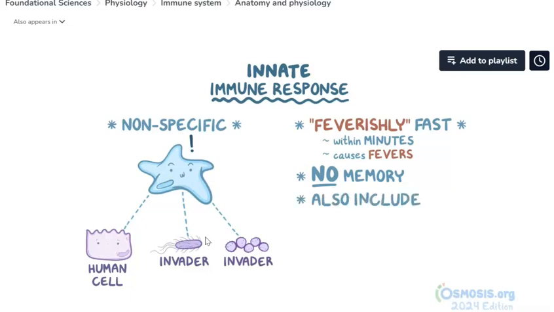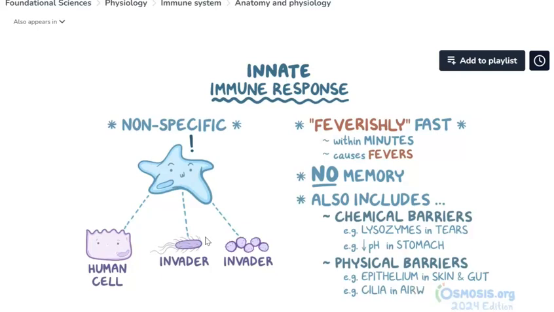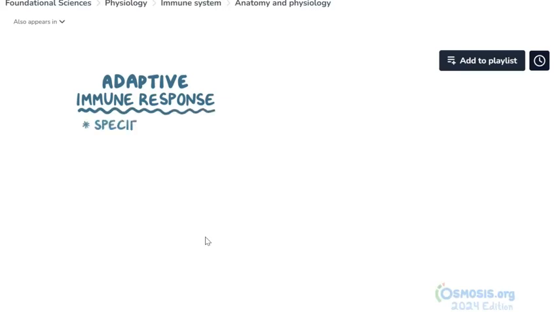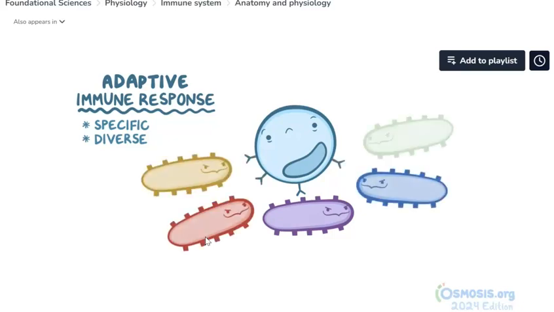The innate immune response includes things that you might not even think of as being part of the immune system. Things like chemical barriers, like lysozymes in the tears, and a low pH in the stomach, as well as physical barriers, like the epithelium in the skin and gut, and the cilia that line the airways to keep invaders out. In contrast, the adaptive immune response is highly specific for each invader. The cells of the adaptive immune response have receptors that differentiate one pathogen from another by their unique parts, called antigens. Adaptive immunity is also diverse, meaning it can recognize almost an infinite number of specific antigens and mount a specific response against each of them.